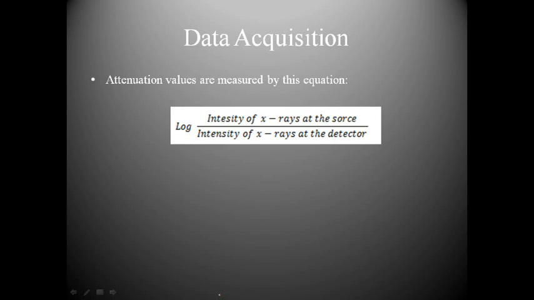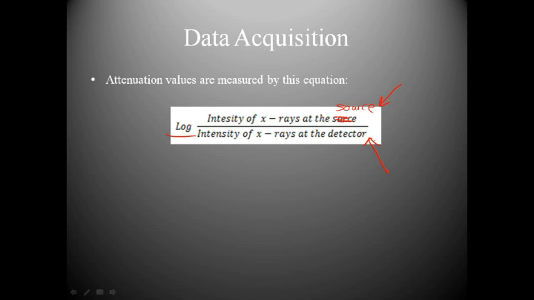So an important formula to remember is this. We're not going to do any calculations or anything like that, but you need the logarithm of the intensity of X-rays at the source, which is spelled like this, not like that, divided by the intensity of X-rays at the detector. You don't really have to know a whole lot about this equation. The only thing I really want you to understand is that there has to be measures of the X-rays at the source, and there has to be measurements of the X-rays at the detector.